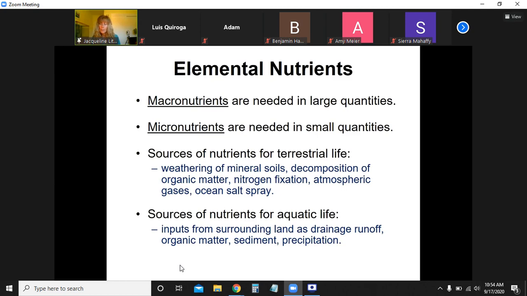Now, sources of nutrients for terrestrial life come from weathering of mineral soils, decomposition of organic matter, nitrogen fixation, and the atmospheric gases, and then, you know, ocean salt from ocean spray was also a way of doing that. And then sources of nutrients for aquatic organisms, aquatic life. This is inputs from the surrounding land, like, you know, drainage runoff and organic matter and sediment and precipitation.